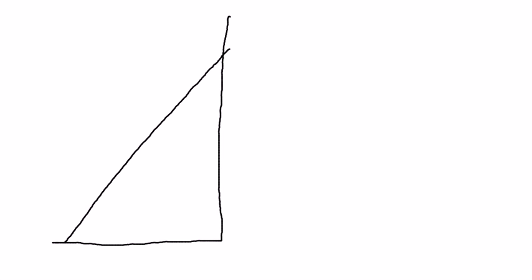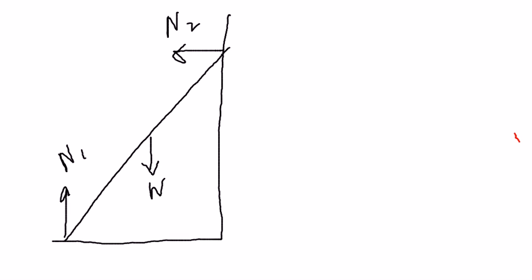Well, clearly the ground pushes up on the ladder, and I'm going to call that N1. And the earth pulls down on the ladder, and I'm going to call that W, and I've chosen it to be halfway up the ladder because that's where the center of mass of the ladder is. The wall is going to push against the ladder, and I'm going to call that N2. I'm actually going to try to do that in red so that we can distinguish those.